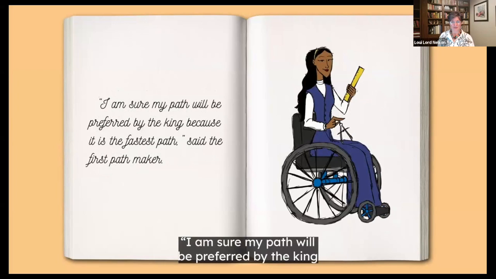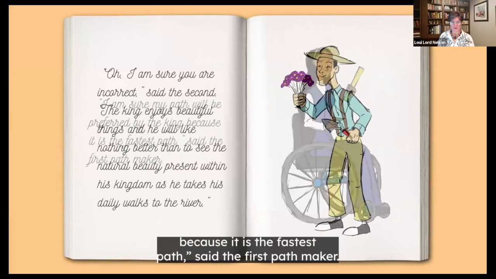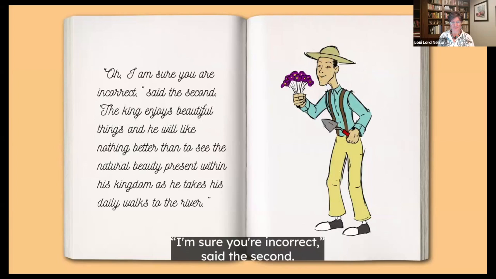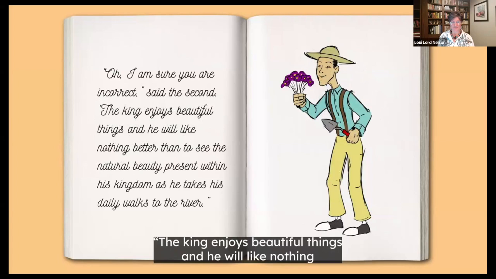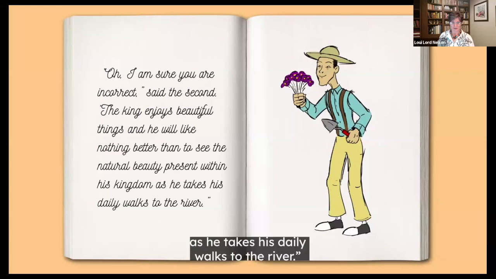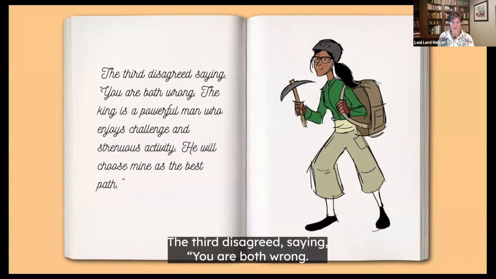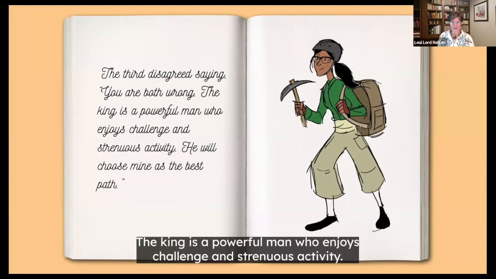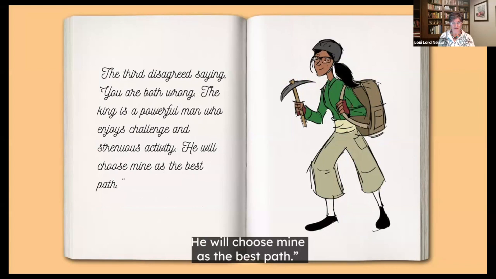"I am sure my path will be preferred by the king because it is the fastest path," said the first pathmaker. "Oh, I'm sure you're incorrect," said the second. "The king enjoys beautiful things, and he will like nothing better than to see the natural beauty present within his kingdom as he takes his daily walks to the river." The third disagreed, saying, "You are both wrong. The king is a powerful man who enjoys challenge and strenuous activity. He will choose mine as the best path."